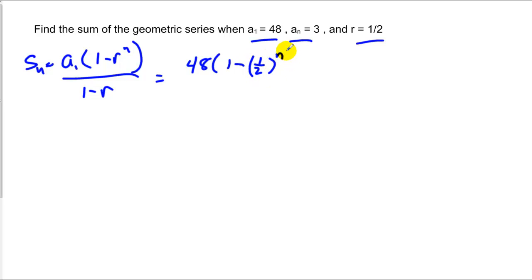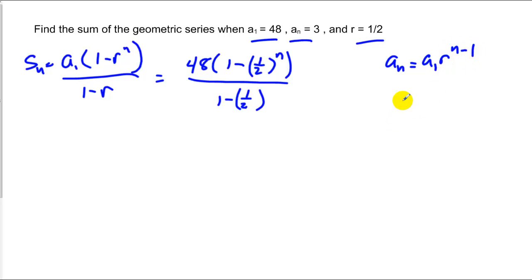But I don't have n. I have the nth term, and that's 1 minus the ratio once again. So I'm going to need to find n, and we do that with our sequence formula, which was the nth term is equal to the first term times the ratio to the n minus 1 power. And you'll notice we have 48, we have a half, raised to the n minus 1 power is equal to that nth term, which in this case is 48, or I lied, it's actually 3.